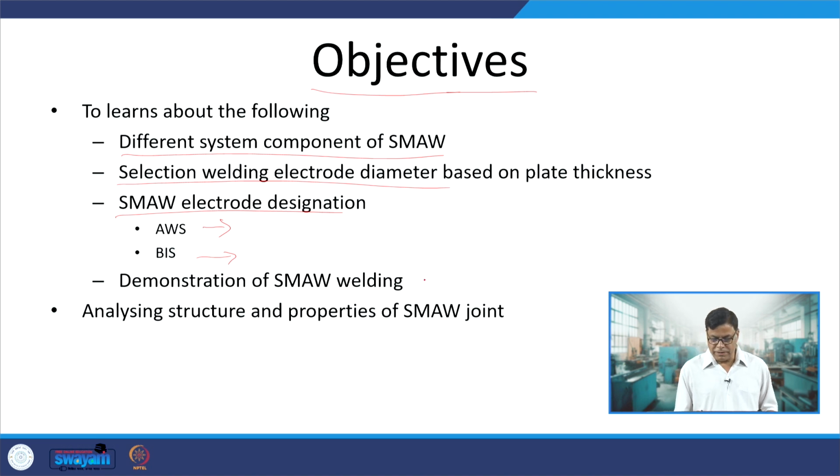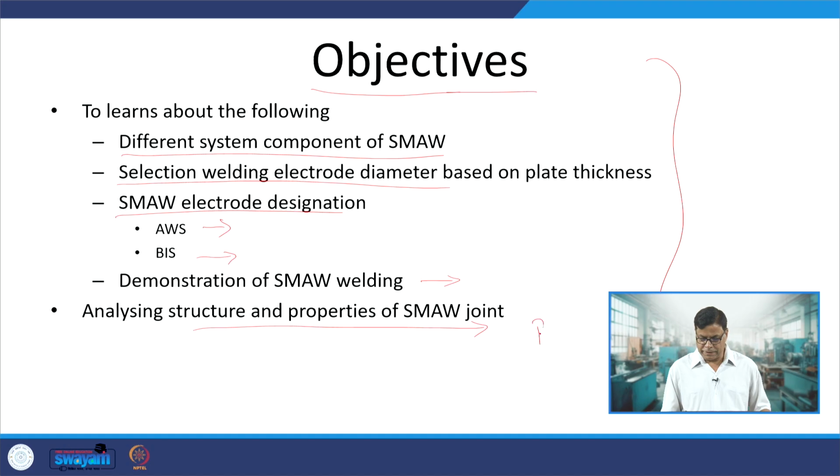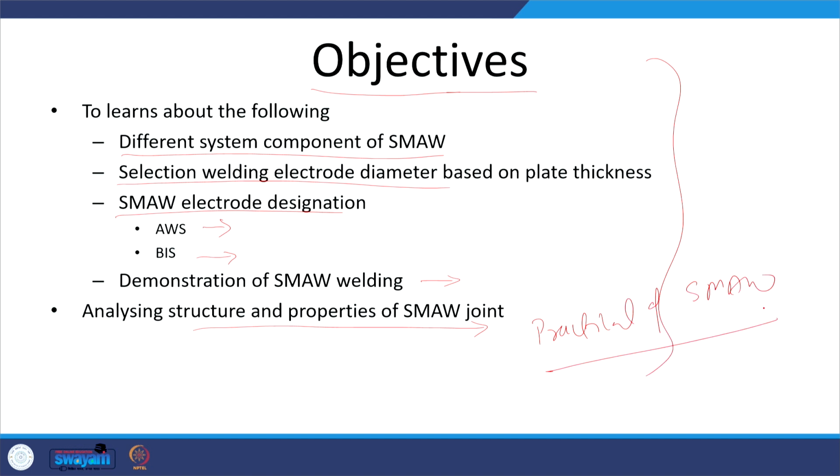Then we will see a demonstration of the welding, where we will actually show how welding is performed. Thereafter, samples were taken from the weld joint prepared using SMAW, and a transverse section was prepared to study the microstructure and then the mechanical properties. So, these were the different things related to the practical on the shielded metal arc welding process of steel.